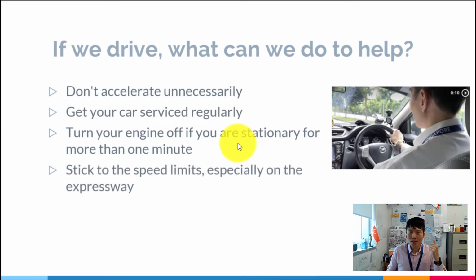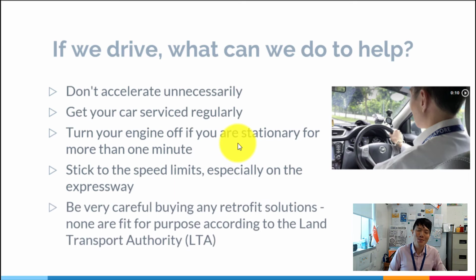Stick to the speed limit for safety reasons, for environmental reasons, for your own health, okay? Especially on the expressway, 90 kilometers per hour means you stick to that. You don't go 91, okay? Don't speed, okay? Even if you're very high, very angry.